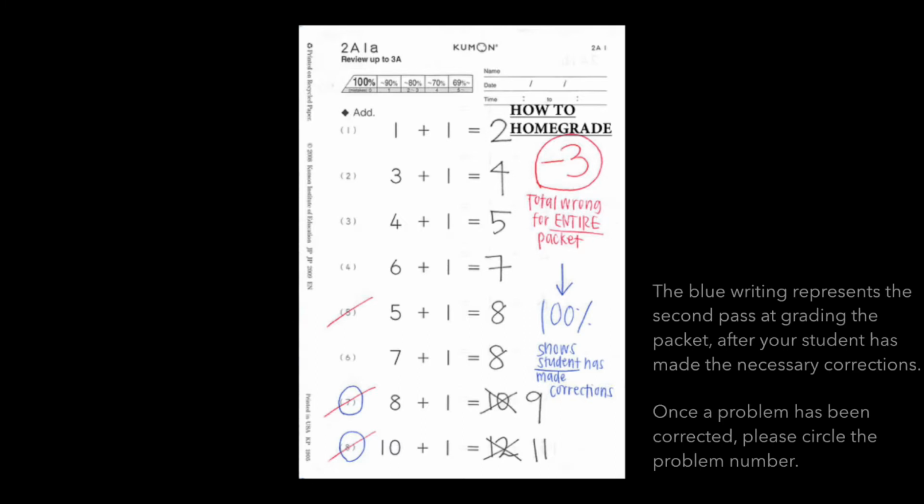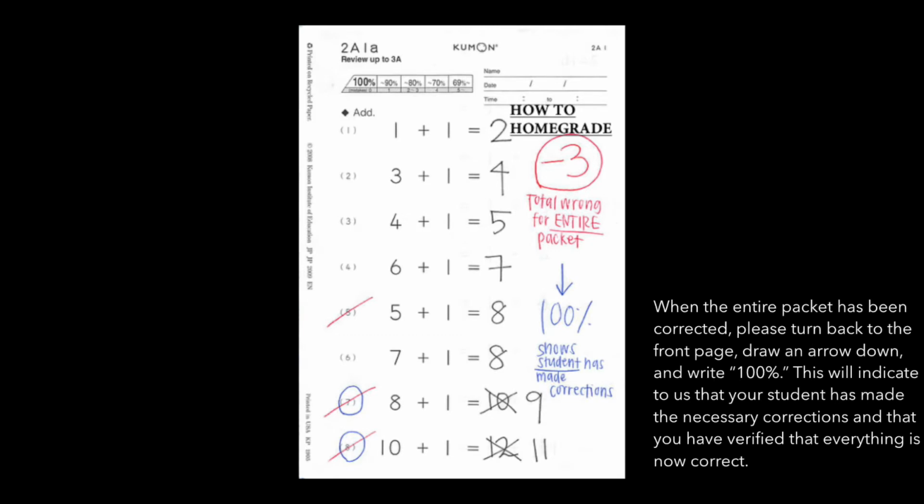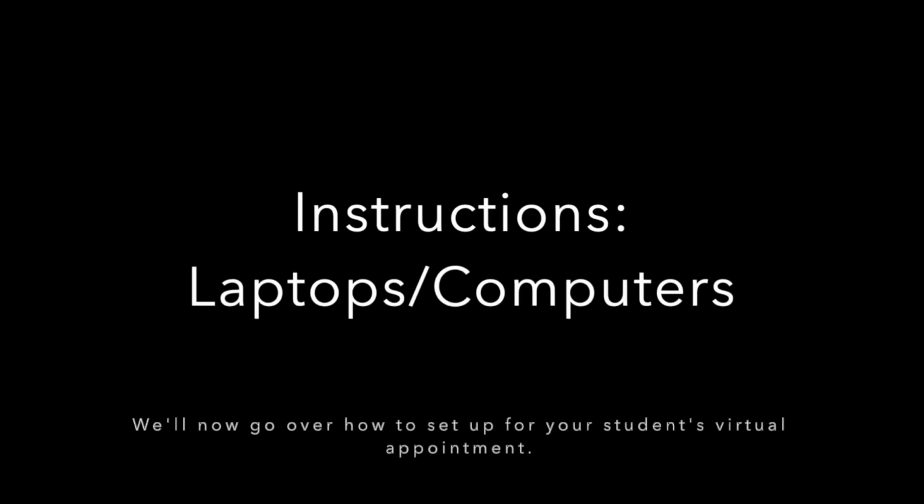The blue writing represents the second pass at grading the packet after your student has made the necessary corrections. Once a problem has been corrected, please circle the problem number. When the entire packet has been corrected, please turn back to the front page, draw an arrow down, and write 100%. This will indicate to us that your student has made the necessary corrections and that you have verified that everything is correct.